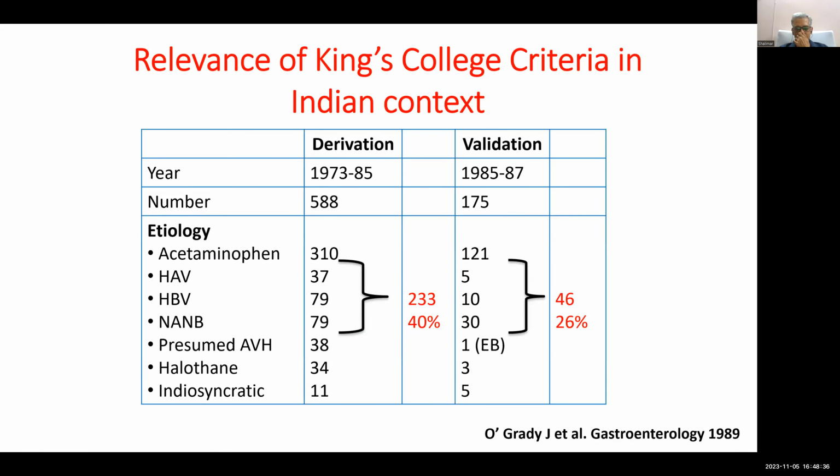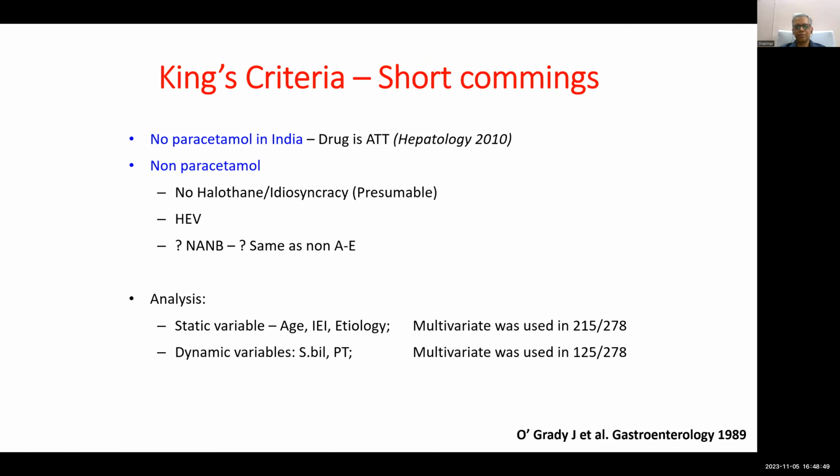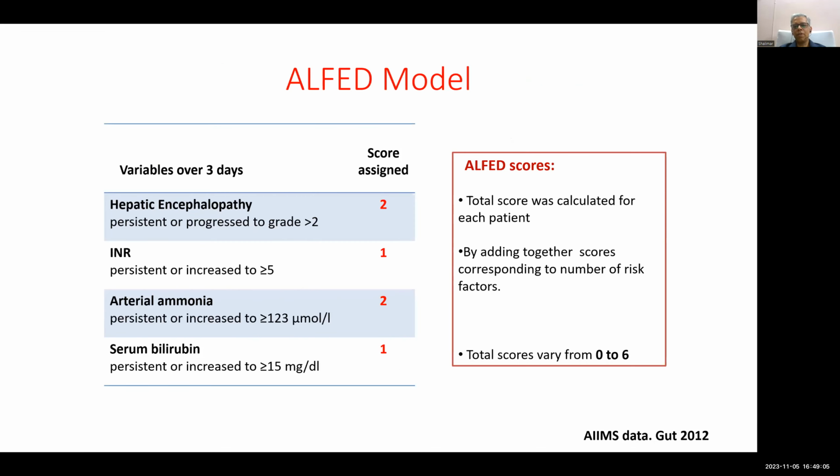What I wanted to highlight is that in the Indian context, it is predominantly viral, while the derivation cohort of this model was predominantly paracetamol. So there are issues with the use of these models in the Indian context. Our group is predominantly non-paracetamol. We don't see paracetamol in India, and there are issues with the use of these variables, which I highlighted in the previous slide.